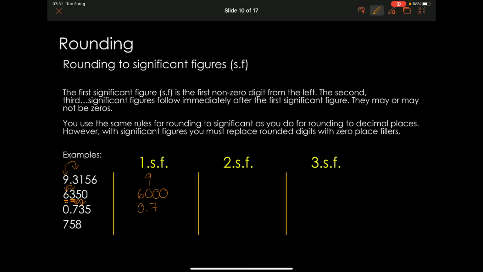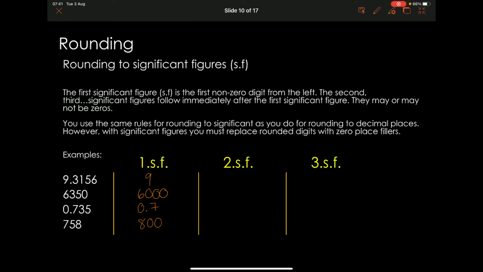And then this last one, my first significant figure is 7. I then look at the number next to it, that's a 5. Again, if it's 5 or above, we round up. So that 7 actually becomes an 8, and then I have to put 2 zeros in to make sure I keep the value of the number. This is hundreds. This is thousands. I can't just write 6, I can't just write 8. It has to be the value of the numbers, how many digits there are.